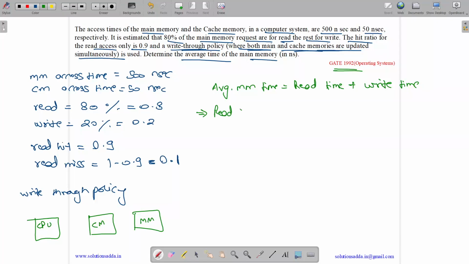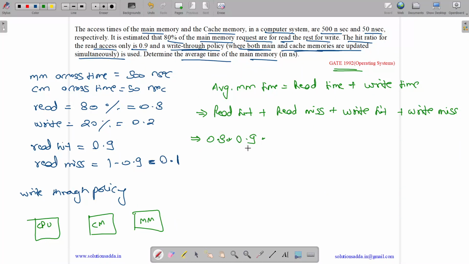Either it can be a read hit or it can be a read miss, or it can be a write hit, like we were writing, but we got a hit in cache. It was a write instruction, but we got a miss in cache. So we need to bring the block from the main memory. So what is the probability of a read instruction? It's 0.8. Okay. What is the probability of it being a hit? Read hit is 0.9.